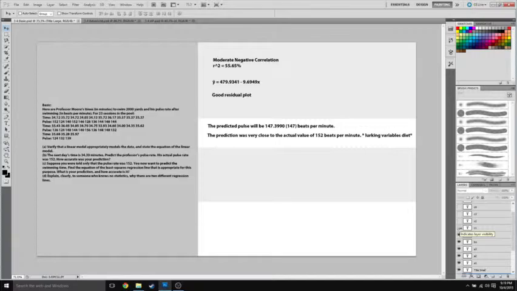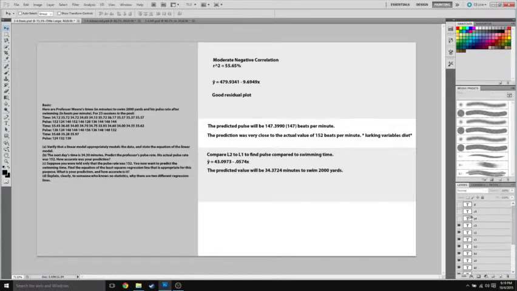So moving on to C, suppose that you only were told the pulse rate of 152, so we would actually have to compare L2 to L1, which is pulse rate to swimming time instead of swimming time to pulse rate. So after we do that, we get a y hat value of 43.0973 minus 0.0574x. So the predicted value will be 34.3724 minutes to swim those 2,000 yards.